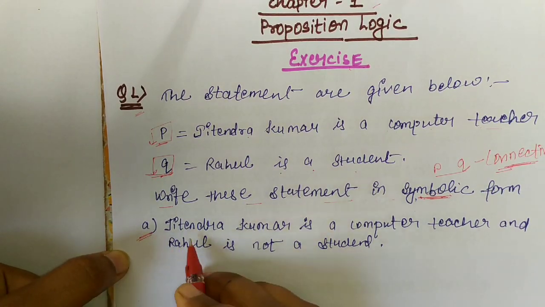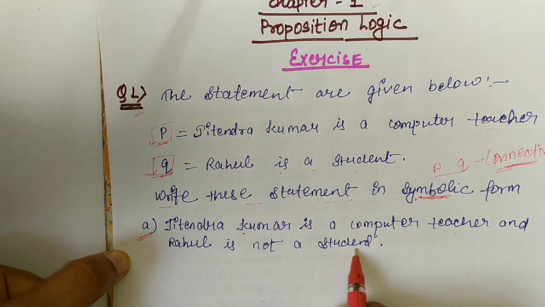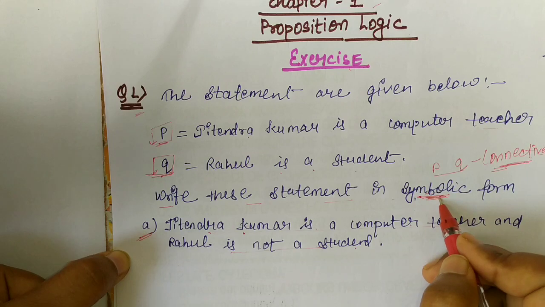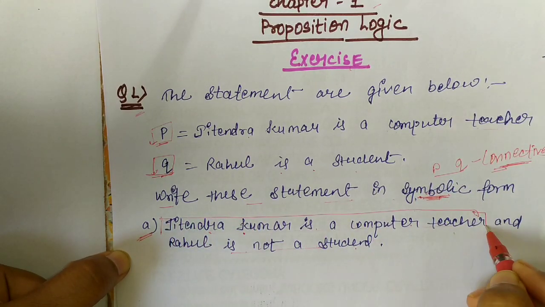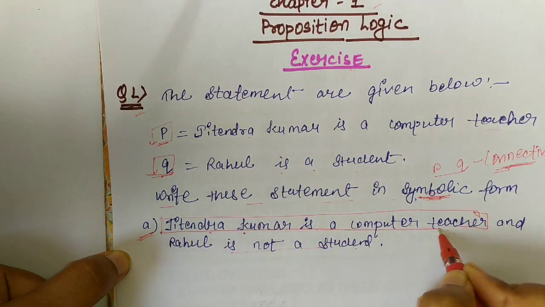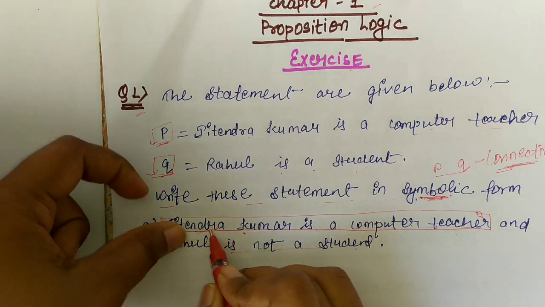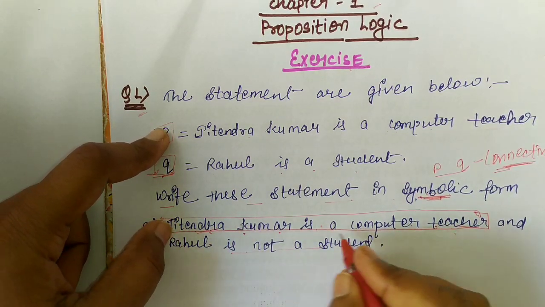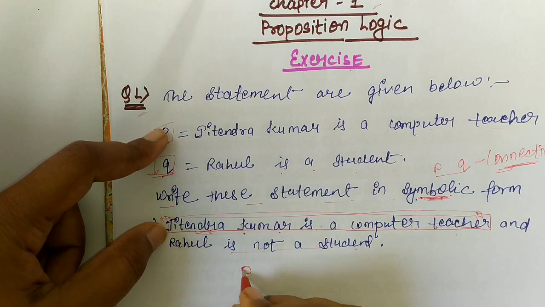The question is: Jitendra Kumar is a computer teacher and Rahul is not a student. We have to write this statement in symbolic form. Jitendra Kumar is a computer teacher is the first statement. We indicate it by P. So in place of this statement we write P.